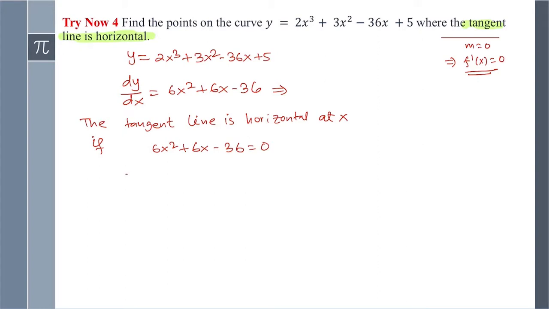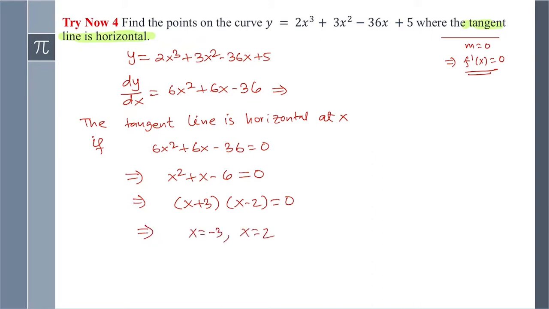So we're going to divide everything by 6. That gives us x squared plus x minus 6 equals 0. And then we can factor this easily. So it's x plus 3 times x minus 2 equals 0. And then we get x equals negative 3 and x equals 2. So those are the two x values where the tangent line is horizontal.